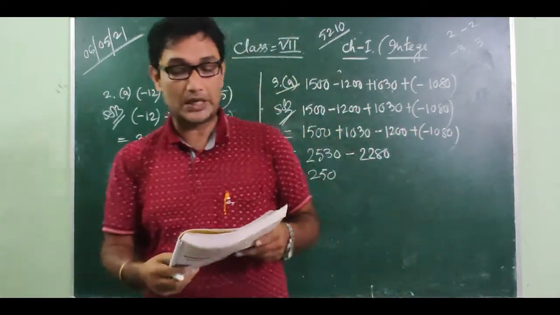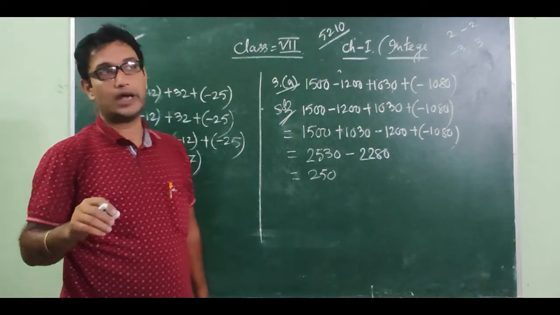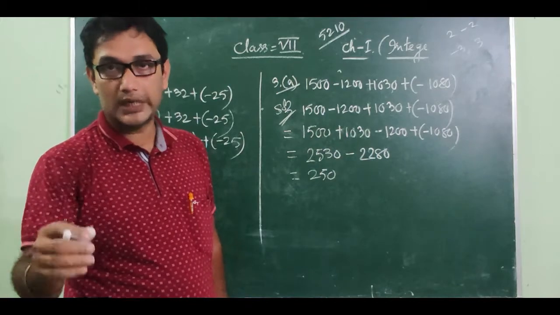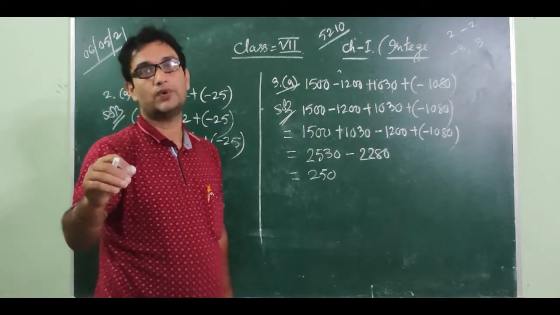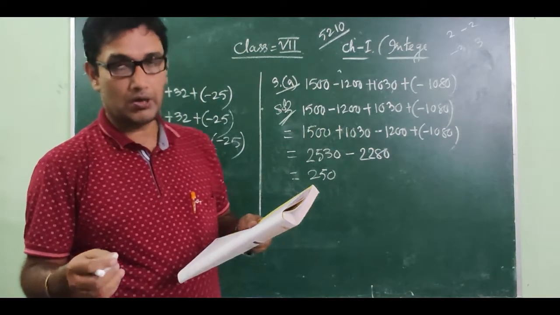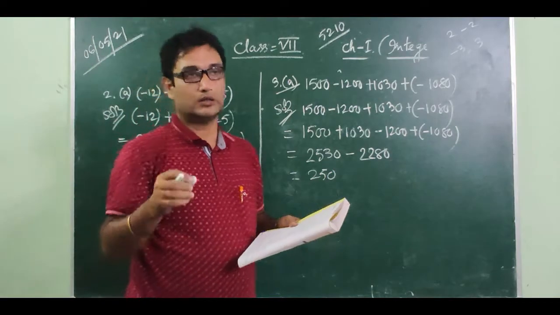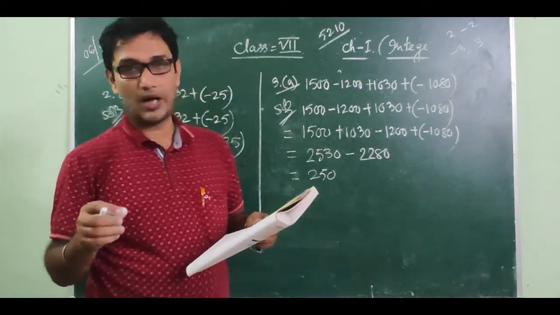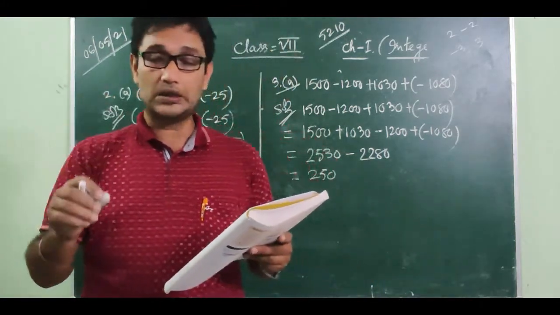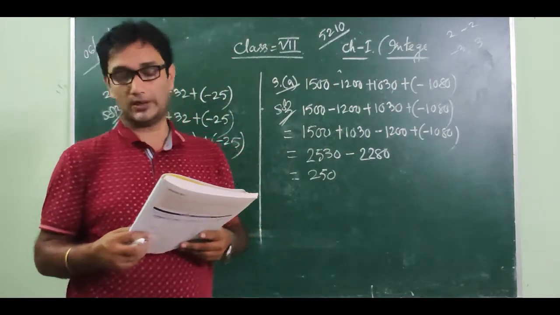Next, number B, it is given 352. So we will write the additive inverse of 352 is minus 352. The next one is given minus 3562. So you will write what? The additive inverse of minus 3562 is 3562. Like this we will solve number 1.